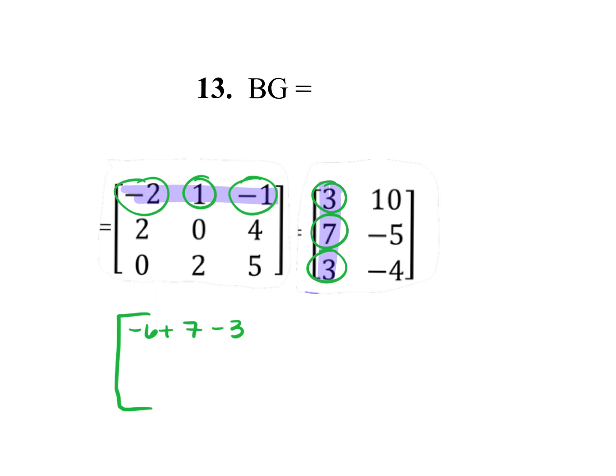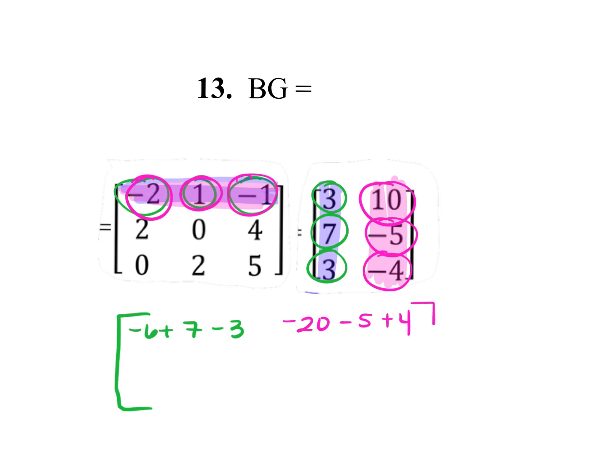Then move to the next one. First row, second column. So we multiply -2 times 10. That's -20. 1 times -5 is a -5. -1 times -4 is a +4. So that'll be that top row there.